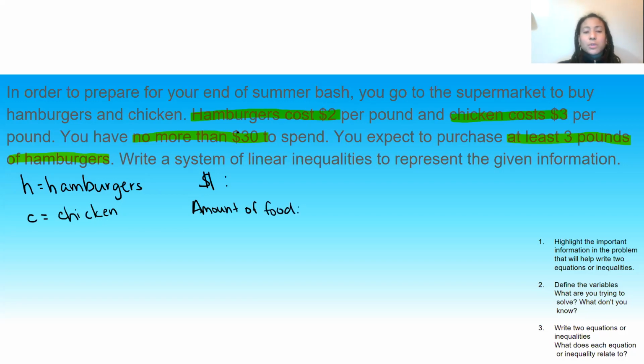So the first one, now, if you notice, it says cost is $2 for hamburgers and the cost for chicken is $3, and we want to spend no more than $30. So we could set up the two sides. All right, the first side will be 2H plus 3C, and then the other side of our inequality would be 30, okay?